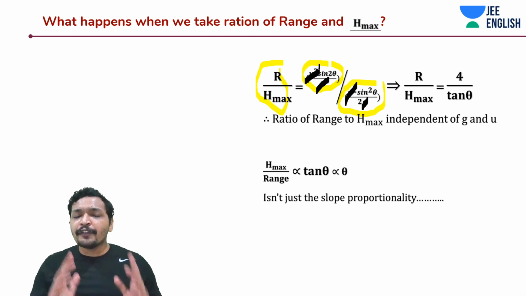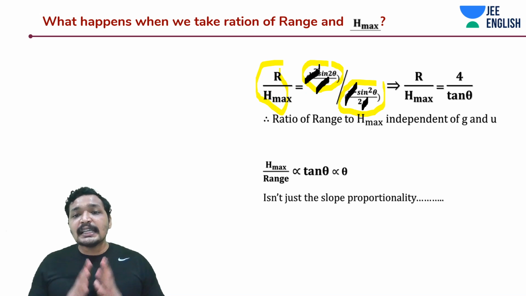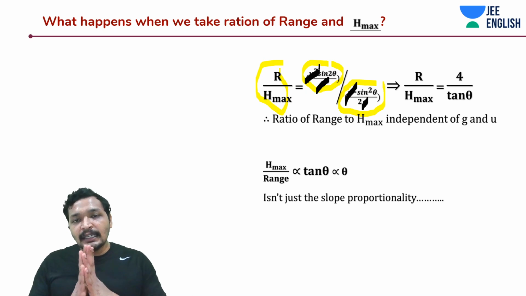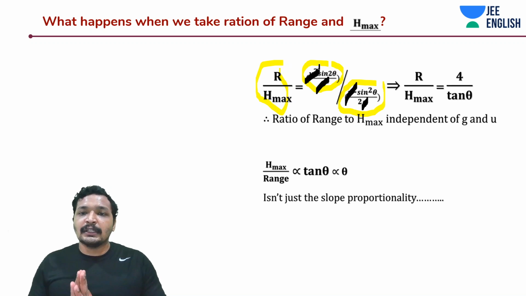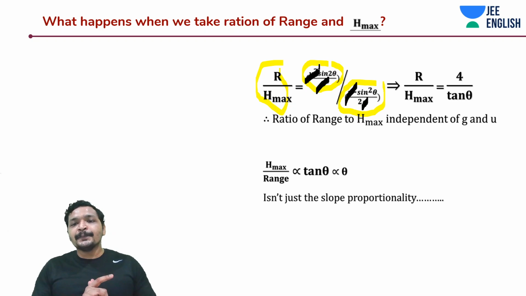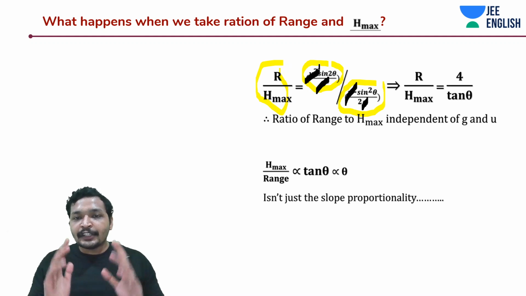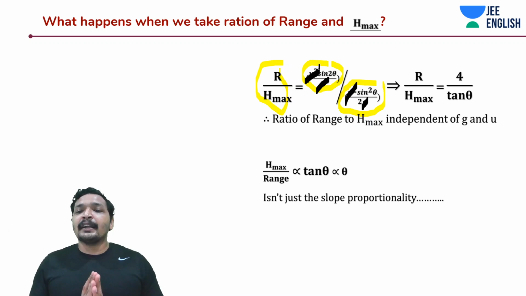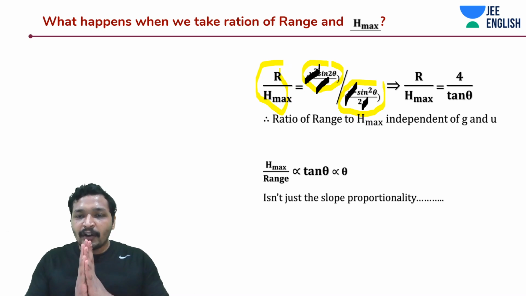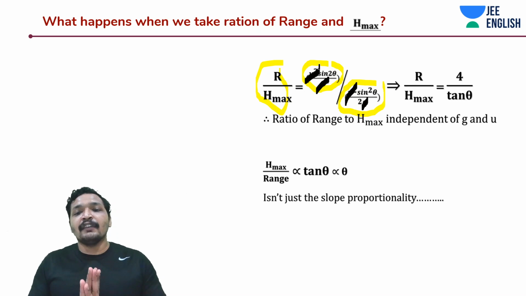Which means the ratio of range and H max is independent of the gravity and initial velocity. Even if you move to the moon, if you project it, you will find that there is a correlation between range and H max. Guys, this is very important. The ratio of range and H max is independent of gravitational acceleration and initial velocity.